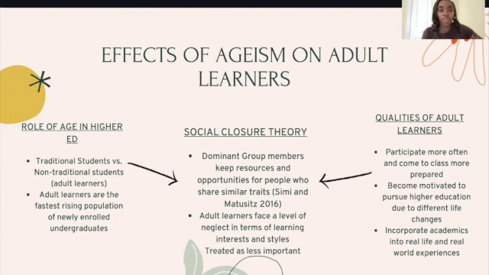Because adult learners are the fastest growing population of newly enrolled undergraduates, it's important that higher education institutions take more strides to consider them in policy changes and in programming.